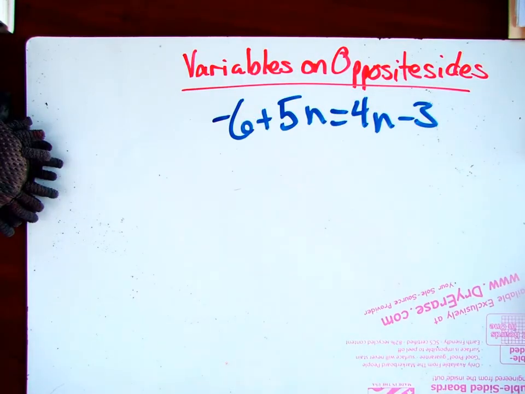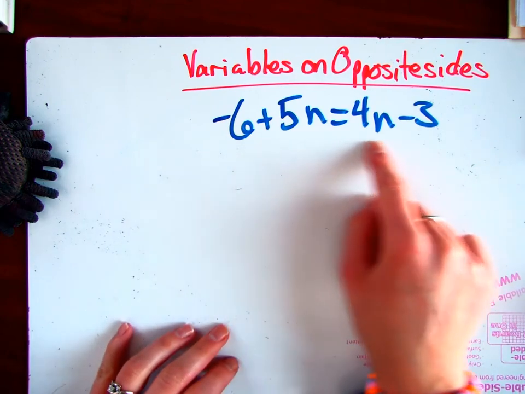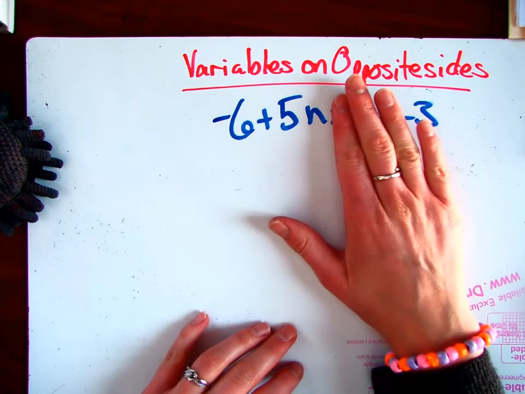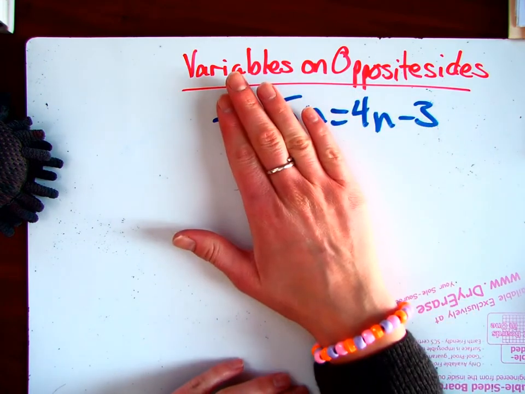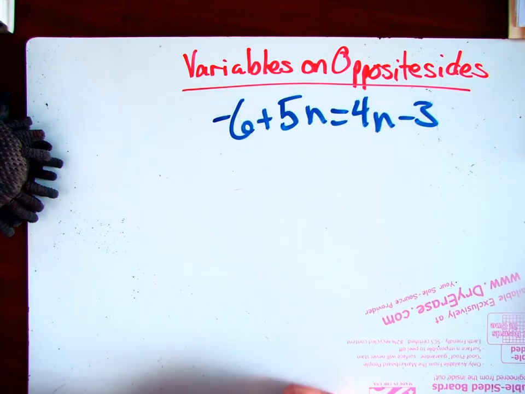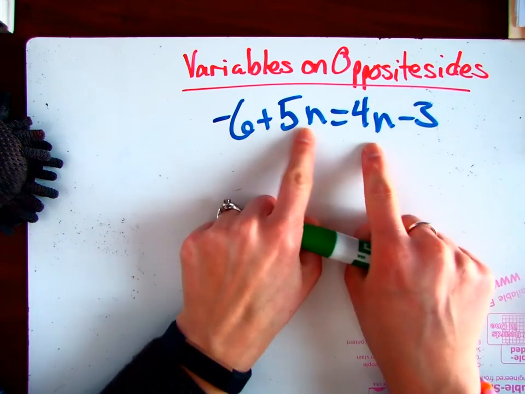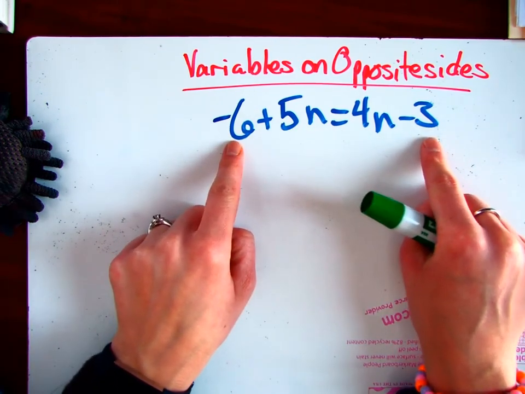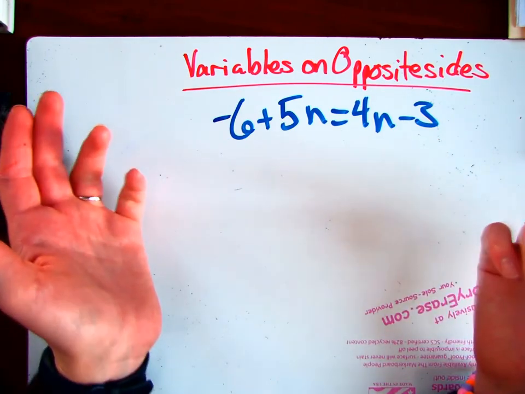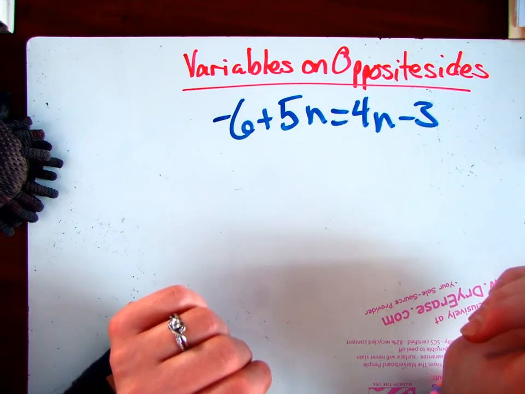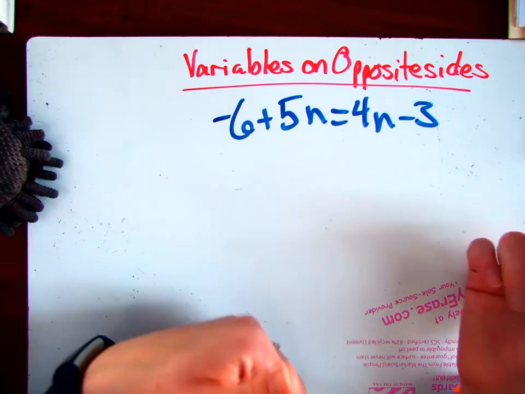Next example, negative 6 plus 5n equals 4n minus 3. This example is a little bit different than the last two because if you carefully check the left side and then the right side, you'll notice that there's nothing to combine. This is a case of variables on opposite sides. So what we're going to want to end up doing is we're going to need to get these two together and these two together because their labels match. It does not matter which order you start with. You could choose any one of these four to get rid of first, as long as you end up with letters on one side and numbers on the other.